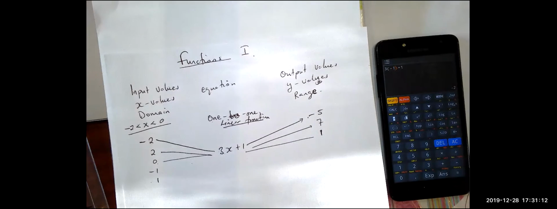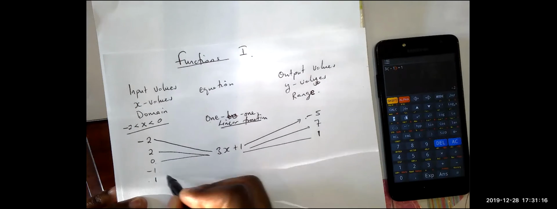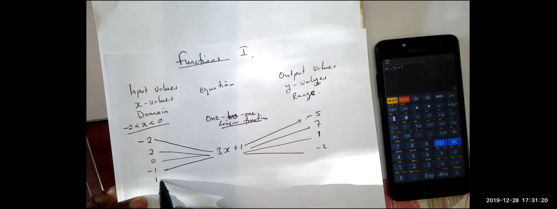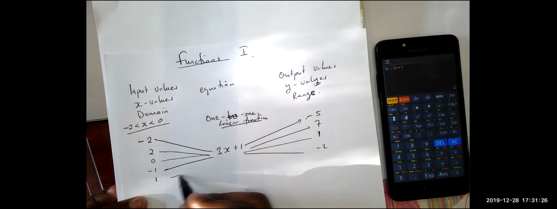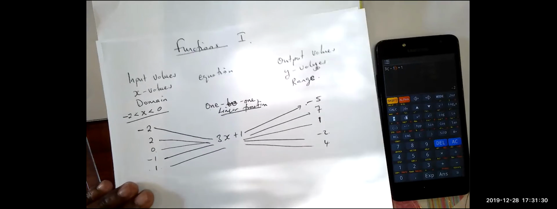Let's put -1 here and see what we have there. It's going to be -2. So we get -2 here. Then if x goes negative, it goes to 1, 3 times 1 is 3 plus 1 is 4. So what do we get there? We get a 4. So that's what we call one-to-one functions.